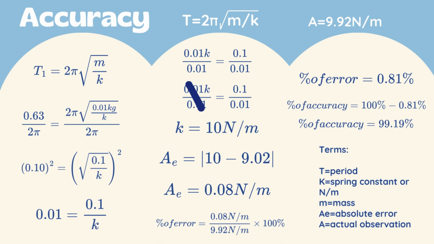So before we move on, here are just our terms so that you won't be confused. T is our period, K is equal to spring constant, M is our mass, absolute error is absolute error, and A is our actual observation.